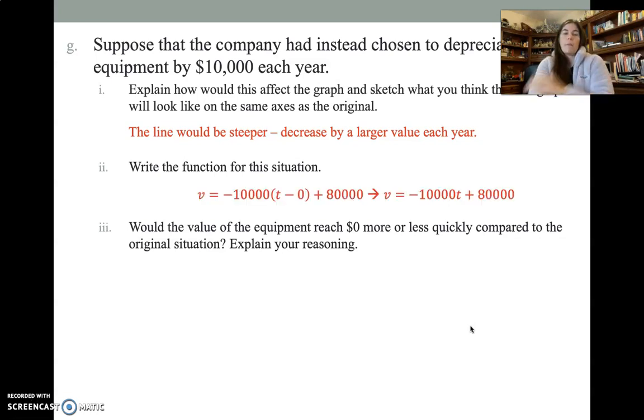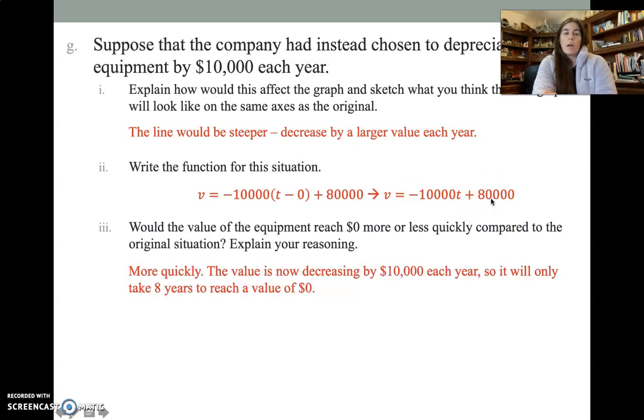It's decreasing by a larger value each year. And so if I write my function, I can't use any reference point now, by the way. I have to use that 0, 80,000 because my new depreciation value is changing all those reference points. Essentially, I could write my function like this. It's going down 10,000 per year, but we still started at 80,000. And we would say that the value reaches 0 more quickly, right? If we're losing $10,000 each year, we're losing value more quickly, so we would get to 0 faster. Which you should see when you make your graph, your horizontal intercept is now at 8,0 as opposed to 10.67.